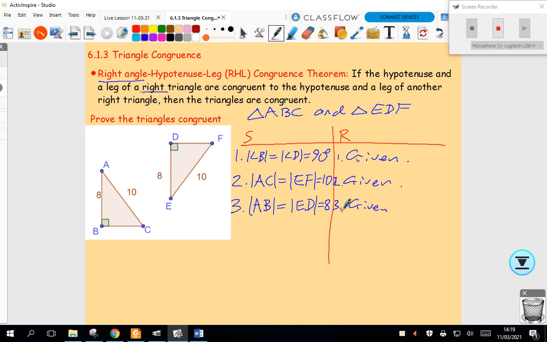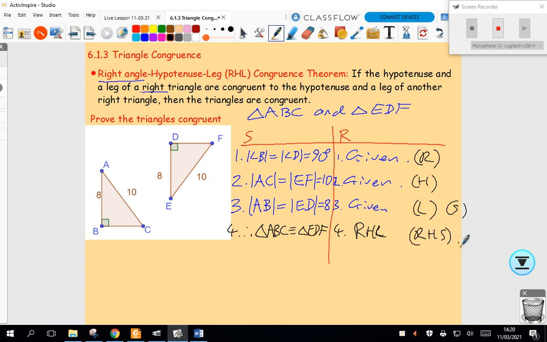And note what we have is we've got the right angle in both triangles, we've got the hypotenuse in both triangles, and we have one of the other legs of the triangles equal. So statement 4 is therefore the triangle ABC is congruent to the triangle EDF. And my reason is the RHL congruence axiom. Sometimes you'll see S for side there, so sometimes if you use an S for side you'll say RHS in there as well.